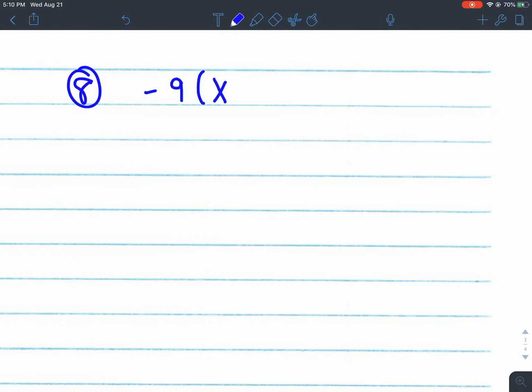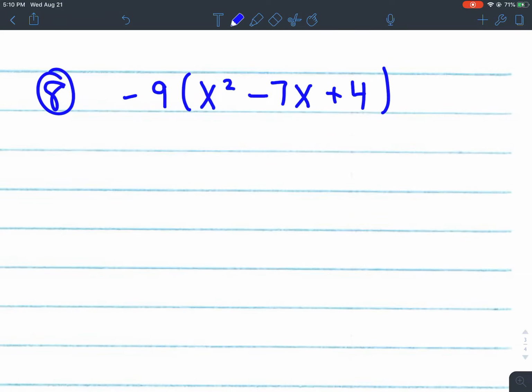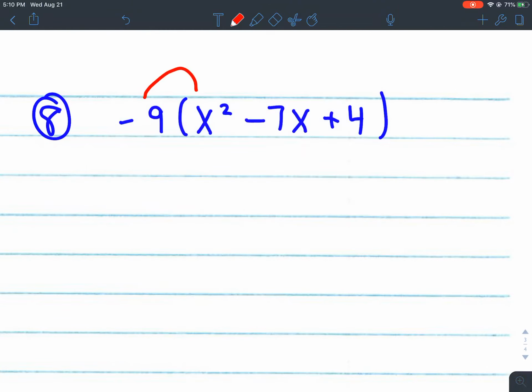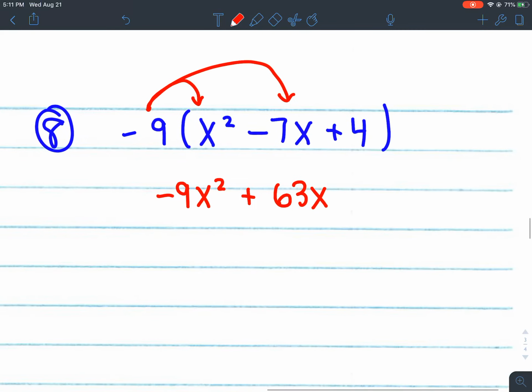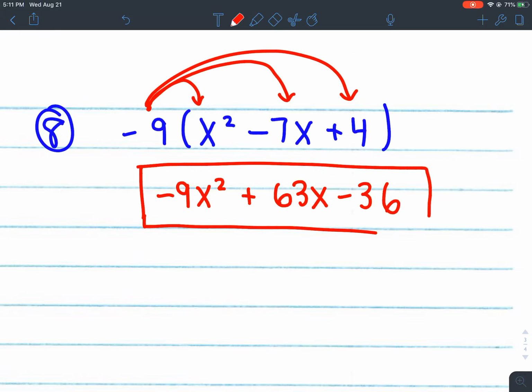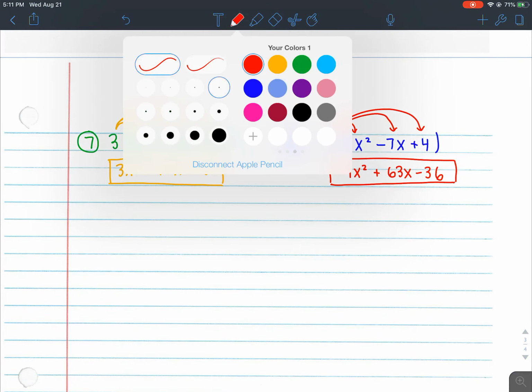Negative 9 times x squared minus 7x plus 4. I do the same thing I have been doing. Distribute. Negative 9 times x squared is negative 9x squared. Negative 9 times negative 7x is positive 63x, because negative times a negative is a positive. Negative 9 times 4 is going to be negative 36. Again, no like terms, so I leave it as is.